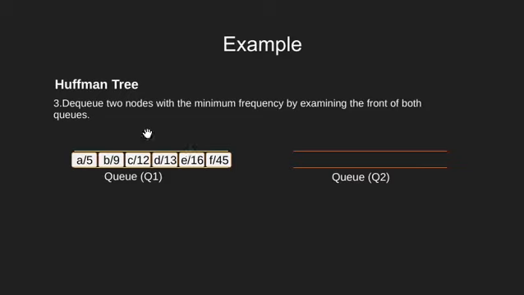In the next step, we are required to dequeue two nodes having minimum frequency. For this, we have to check the front of both the queues in order to find the minimum. Since the second queue is empty, we take two minimum nodes out of this one. Node A with frequency 5 and node B with frequency 9 are the required nodes.